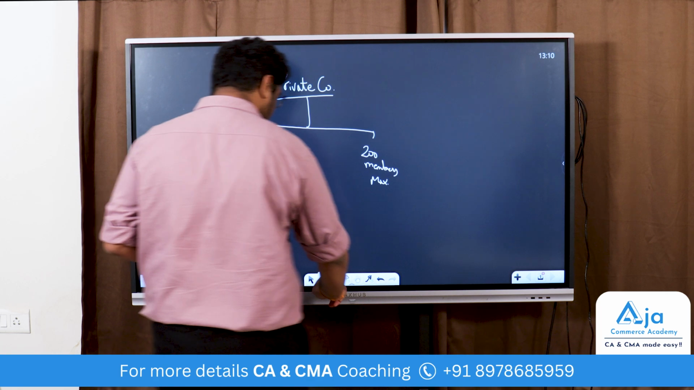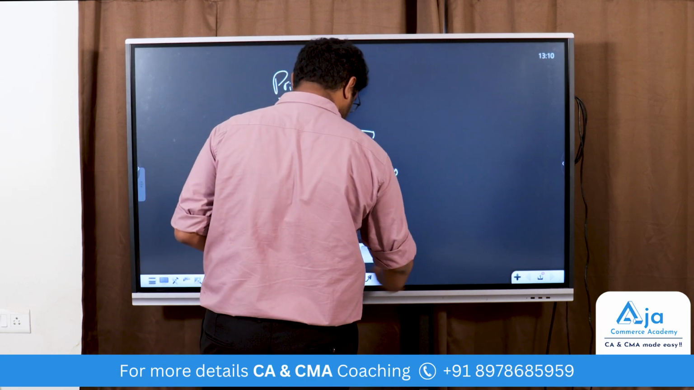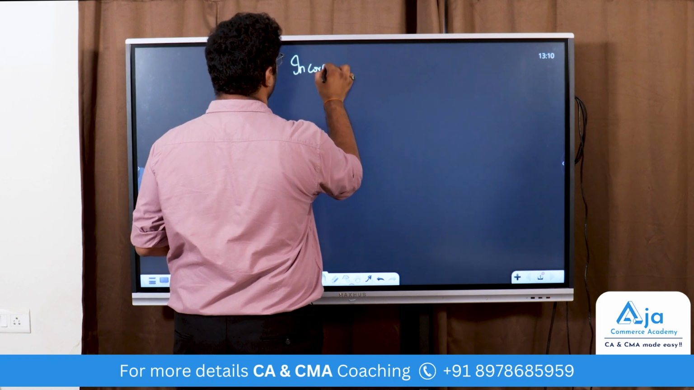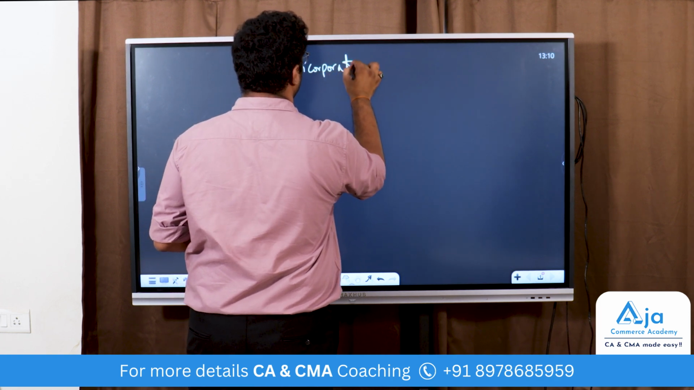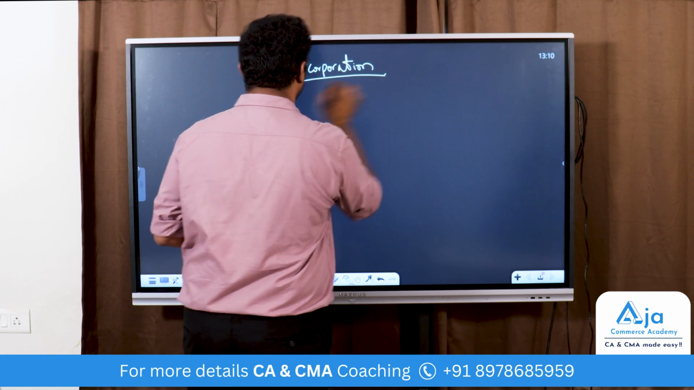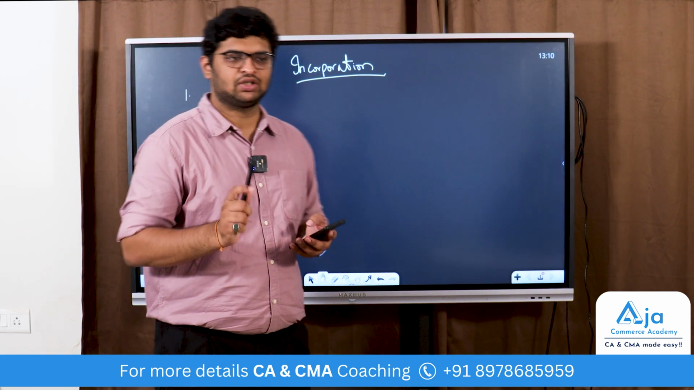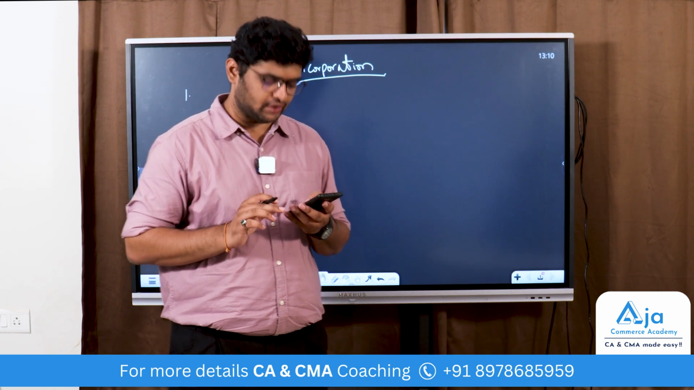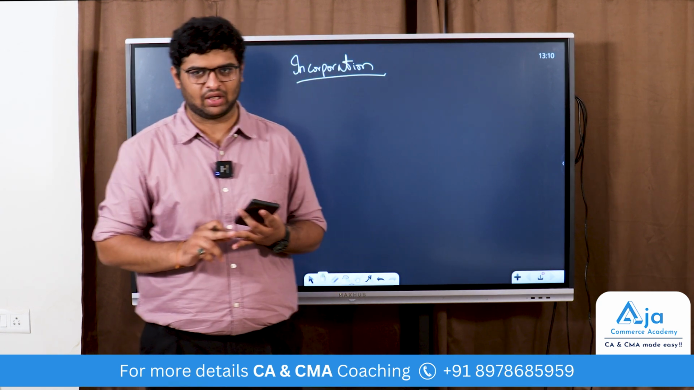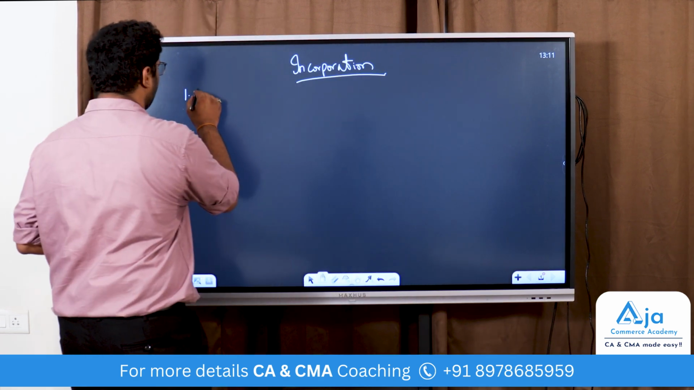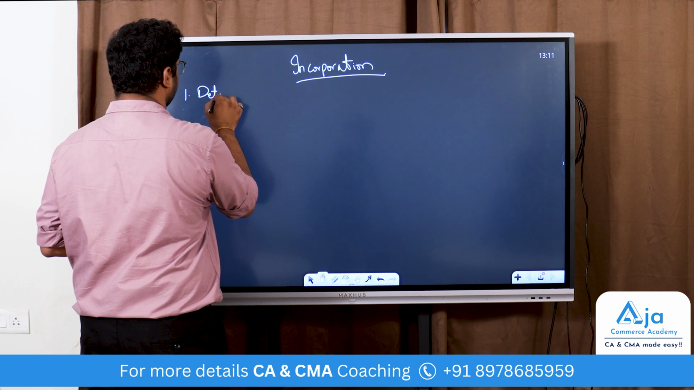So there are steps to the incorporation. What are the steps for incorporation of a company? First step, determine the nature of the company. First of all, determine whether it is a private company or a public company. We have to determine the nature of the company.